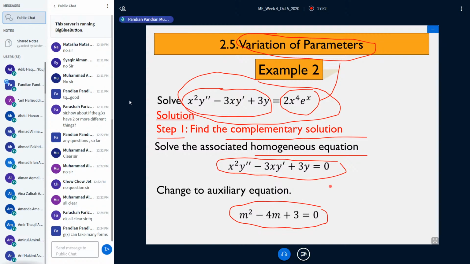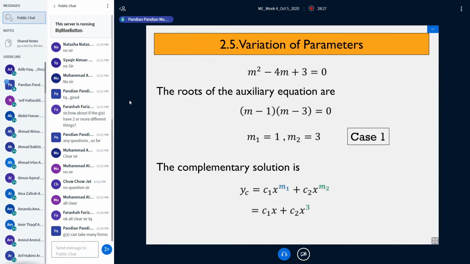It comes from the Cauchy-Euler. Check, yeah, this is x squared y double dash minus 3x y dash plus 3y equals 0. This is a homogeneous Cauchy-Euler, but there is a non-homogeneous part. So for the homogeneous part, as usual, we find the auxiliary equation, but for the final solution of the homogeneous, you have to follow the Cauchy-Euler.